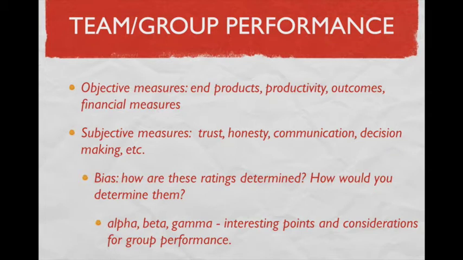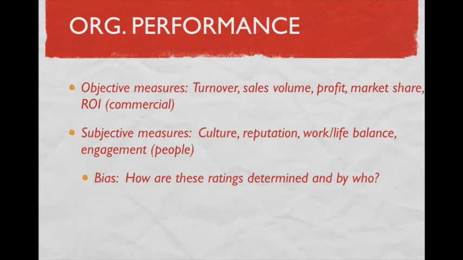Our book talks about alpha, beta, and gamma. This is interesting, with interesting points and considerations for group performance. Don't get so caught up in the idea of alpha, beta, and gamma. These are not things that are often used in organizational performance per se. But I think it is important to know what are the objective and subjective measures there, and what are the biases, and how are they determined.